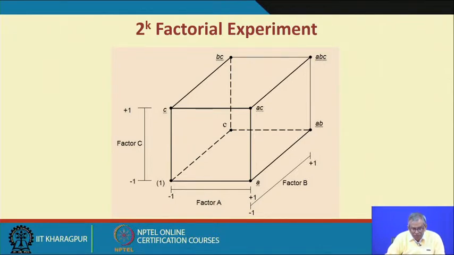So if you look at this figure, you can identify factor A, factor B, and factor C, and then what the combinations are. So how many treatment combinations are there for each replication? This one is at the low level, all three at the low level; here C is at the high level, whereas factors A and B are at the low levels. So these are the low levels you have.